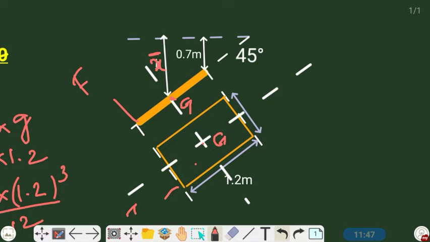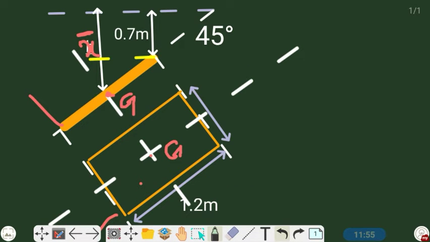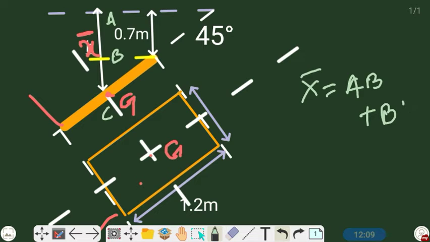So how do we find this distance? If you look, it is in two parts. I am making a dashed line here. This x bar has two parts. Let's suppose this point is A, this point is B, this point is C. So we can write x bar is equal to AB plus BC. What is AB? AB we know directly, this is 0.7 meter. This height is equal to this height, so it is 0.7 meter. The thing is, we need to find BC. What is BC? BC is this height.